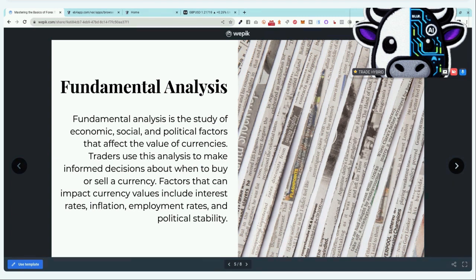Now, after we go through these slides, I'm going to jump on the chart and we're going to get into some action and actually show you how this plays out. So fundamental analysis is basically the news, what's happening in the world.